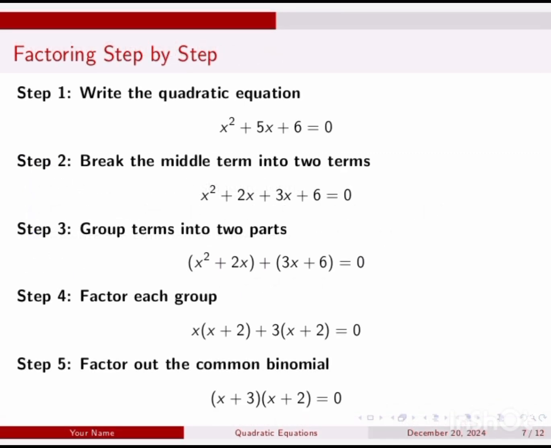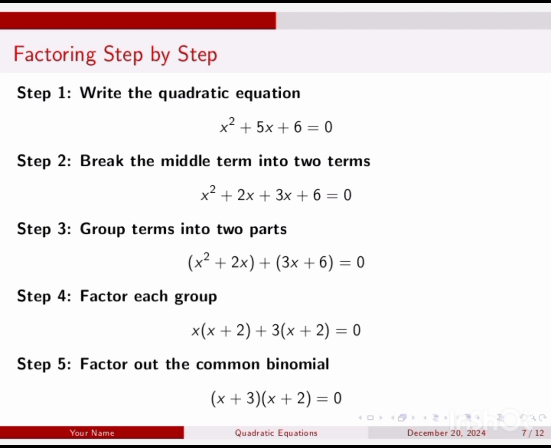Let's factorize the given quadratic equation step by step. Firstly, we can rewrite the equation with the middle term split into two: x squared plus 2x plus 3x plus 6 is equal to 0, as we've already discussed. After grouping the terms into two parts, we factor out the common factor from each group, resulting in x into x plus 2 plus 3 into x plus 2 is equal to 0.